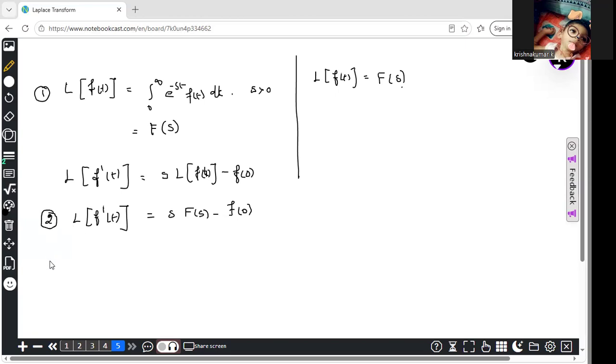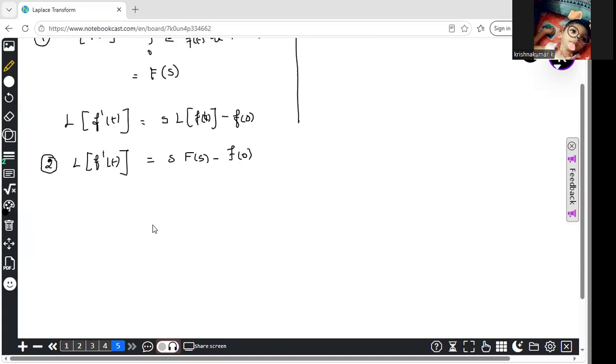Now we are going to discuss the initial value theorem as well as the final value theorem, in which we will use this expression. That's why we first recalled it. Then we will discuss the initial and final value theorems. First, the initial value theorem.